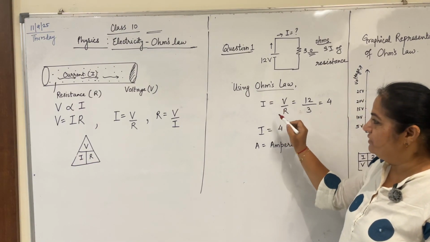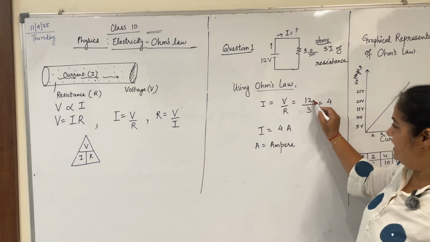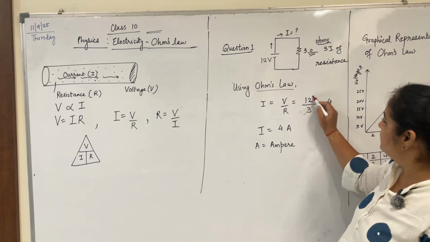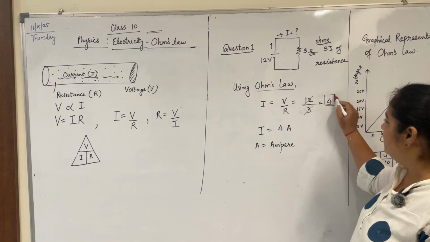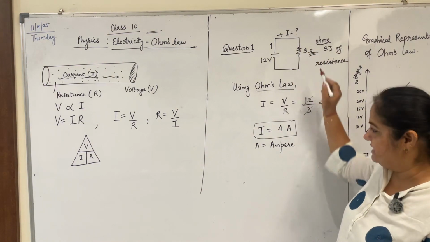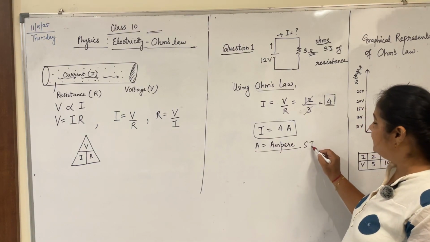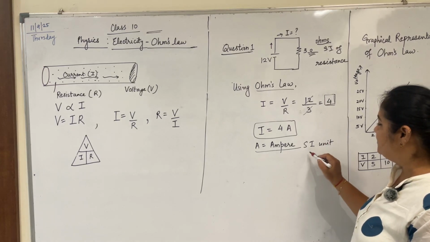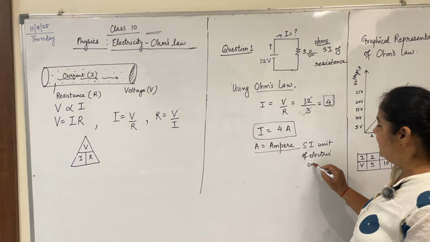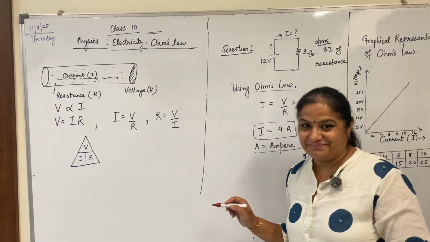So I will be equal to V upon R. The value of V is 12, the magnitude is 12, and the resistance is 3. When you solve this, you get the number 4, and that is the current which is passing through this electrical circuit. So I is equal to 4A. A stands for ampere, which is the SI unit of electric current. That's easy. The question was very simple. If you have understood it, give me a thumbs up.